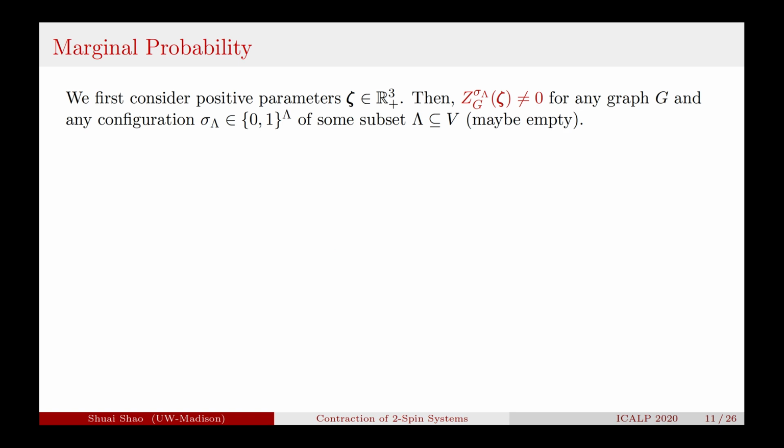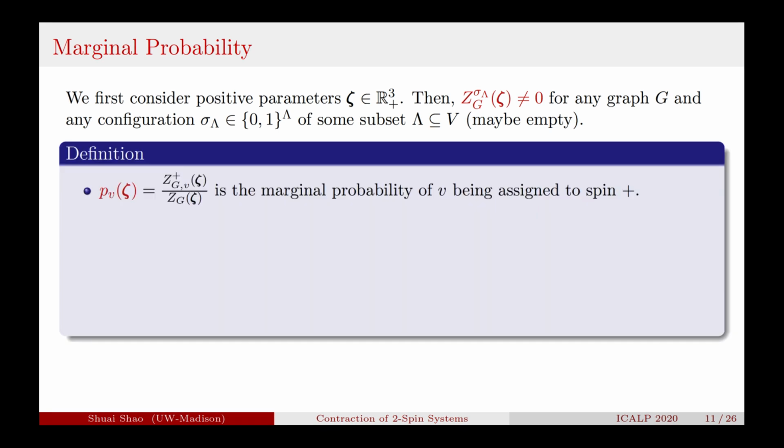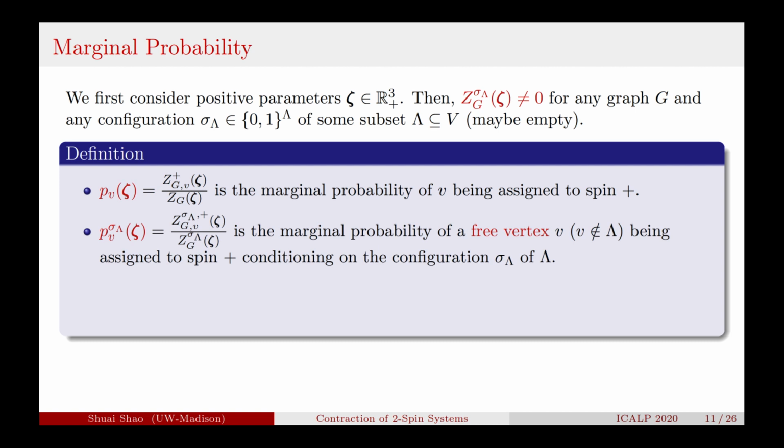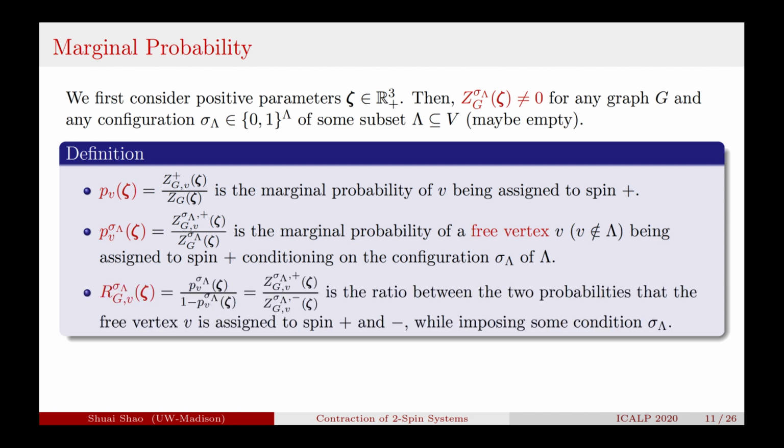Now we roughly introduce our approach. We first give some notations. We consider positive parameters, and we know that for positive parameters, the partition function is non-zero for any graph G and any partial configuration. A partial configuration is just a configuration on some subset of vertices. And we define the value p at vertex v to be the marginal probability of v being assigned to spin plus. And we define p at v conditioning on a partial configuration sigma to be the marginal probability of a free vertex being assigned to spin plus. And we define the ratio R at vertex v conditioning on a partial configuration sigma to be the ratio between the two probabilities that the free vertex v is assigned to spin plus and minus. We say a vertex is free if it's not pinned by the partial configuration sigma.